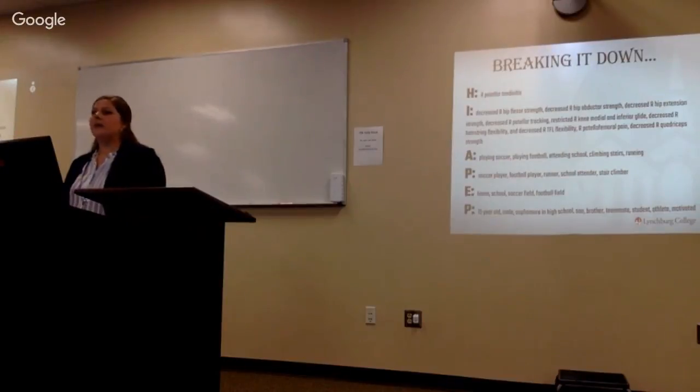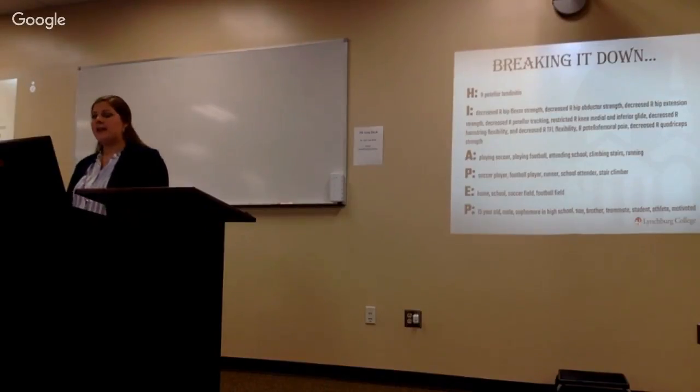So breaking it down, using the ICF framework, the health condition identified was right patellar tendonitis. The impairments noted, which are in no particular order, were decreased right hip flexor, abductor, and extensor strength, as well as decreased right patellar tracking, restricted right knee medial and inferior glides, decreased right hamstring flexibility, decreased right TFL flexibility, right patellofemoral pain, and decreased right quadricep strength.